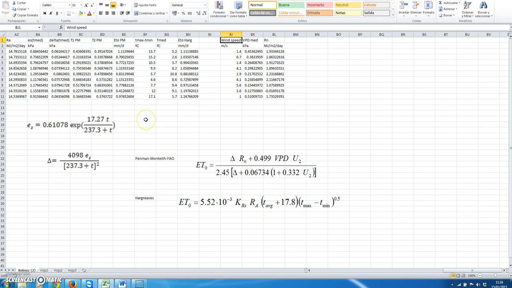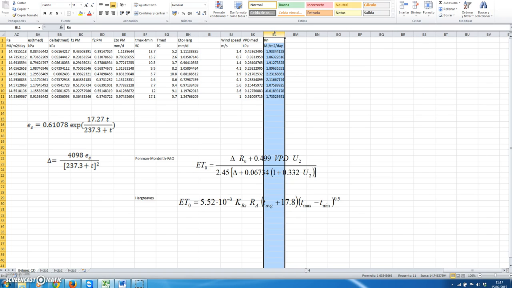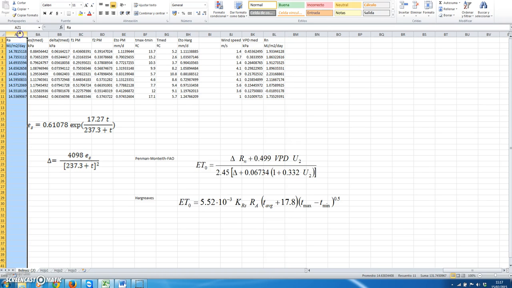In this tutorial, we will show you how to calculate reference evapotranspiration, ETo, using the Penman-Monteith equation, FAO, and the Hargreaves equation. We have from the weather station values of wind speed in this column. We have already calculated the average vapor pressure deficit here, and also we had calculated the net radiation here. We had already calculated extraterrestrial radiation, which is required for the Hargreaves equation.